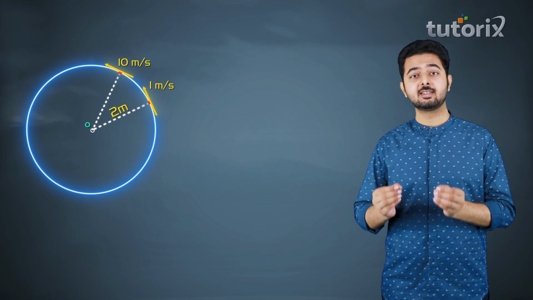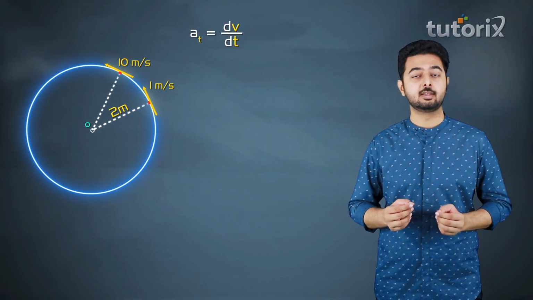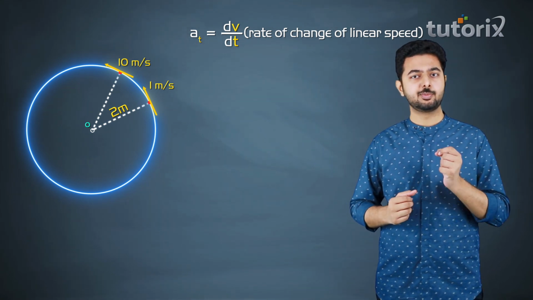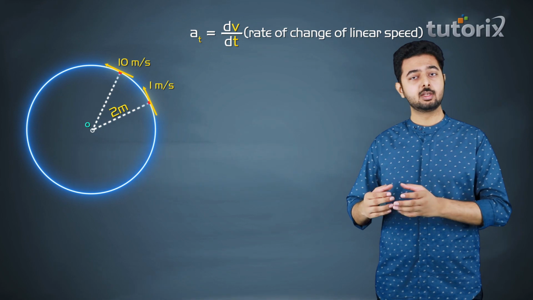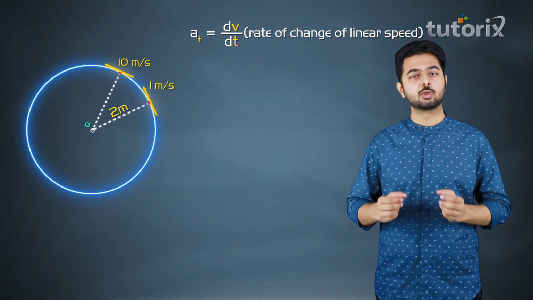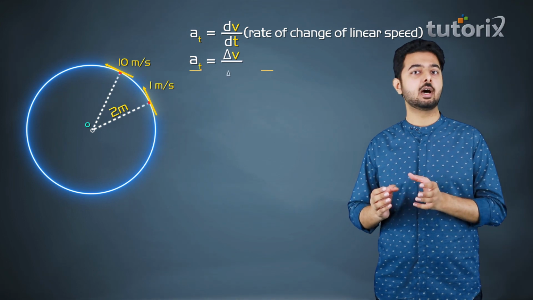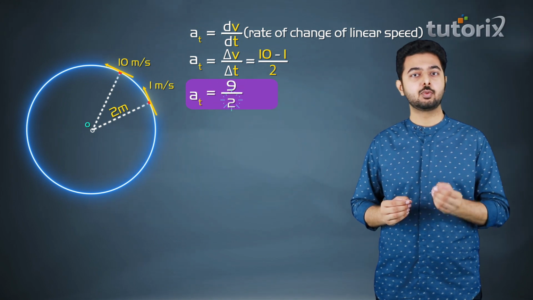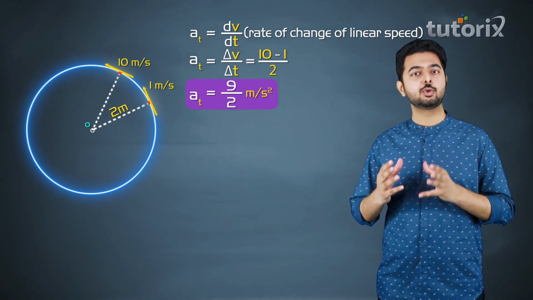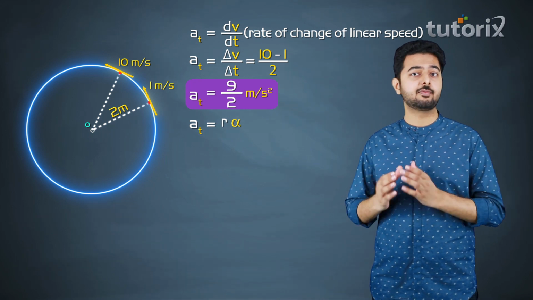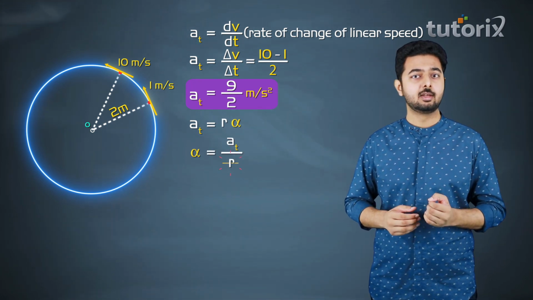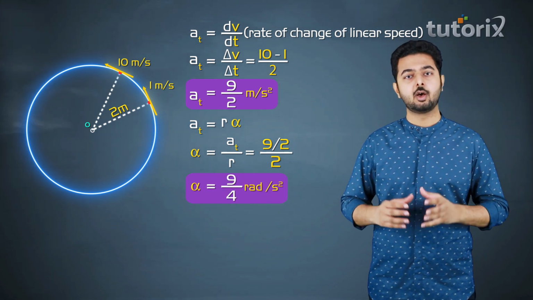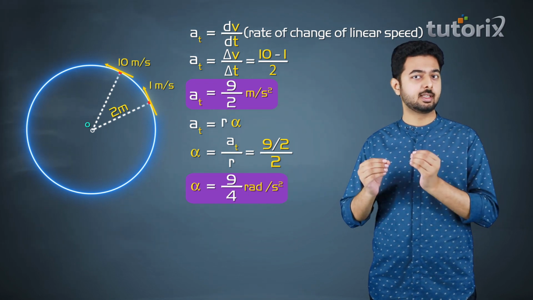So we know that the tangential acceleration is dv upon dt, that is the rate of change of linear speed. And we also know that it is given to be constant, which means that its instantaneous value is always equal to its average value. So we can write this acceleration as delta v upon delta t, that is nothing but 10 minus 1 upon 2, which is 9 by 2 meters per second square. And we also know that at is equal to r times alpha. So alpha is nothing but at upon r, that is 9 by 2 by 2, which is 9 by 4 radians per second square.